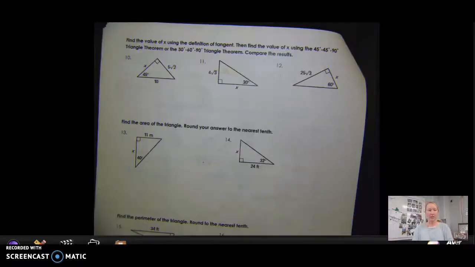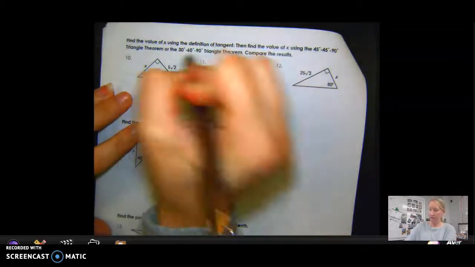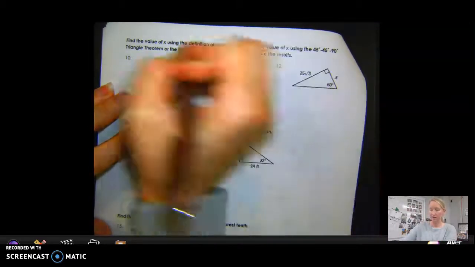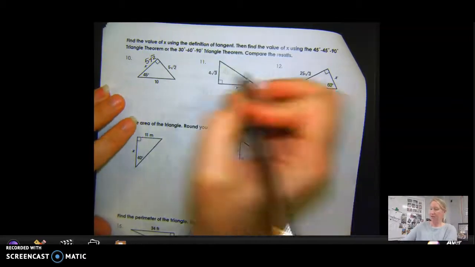Okay, so on these, they're wanting you to use tangent again, but they're just wanting you to show how our 45, 45, 90, and 30, 60, 90 triangles will give you the same output as if you were going to use the tangent ratios. So this is a 45, 45, 90 triangle. If I was going to use my special right triangles for that, this side would be 5 square roots of 2, because these two sides are congruent.